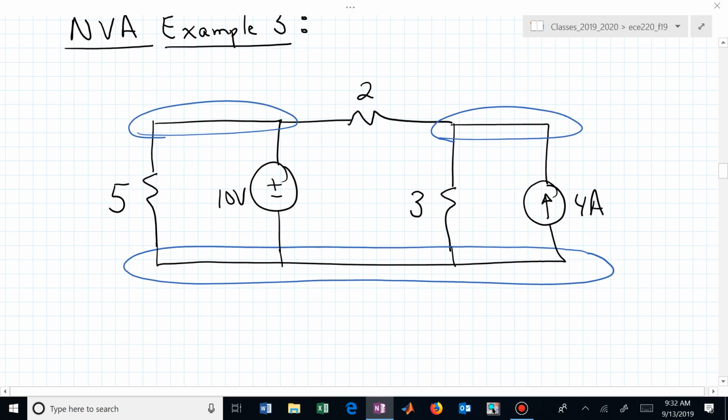How many node voltages did you identify? How many essential nodes do you have? You have 3 essential nodes. One of those is going to be referred to as the reference node. So we have 2 possible node voltages. We could say here is V1 and here is V sub 2 if we've now made that our reference node. What do we know about V1?